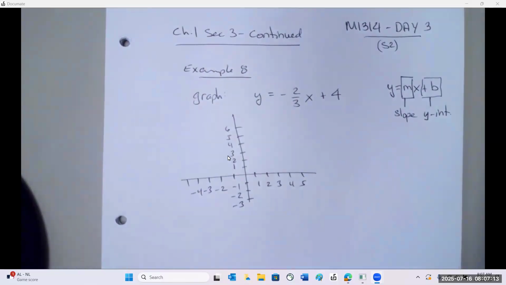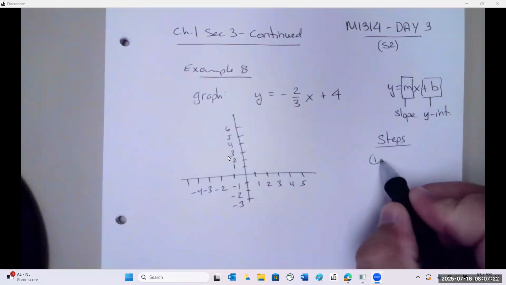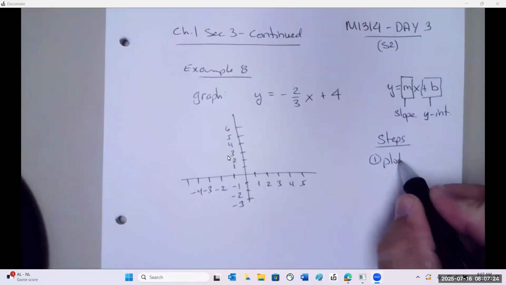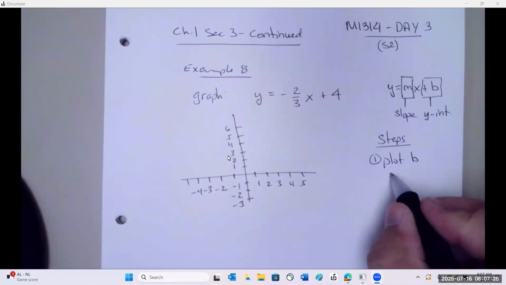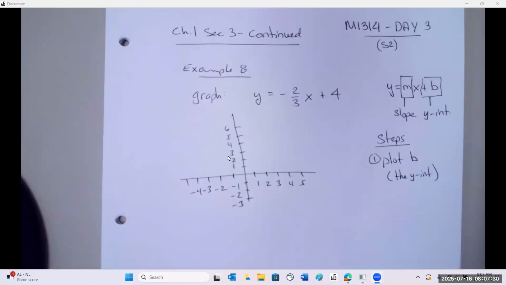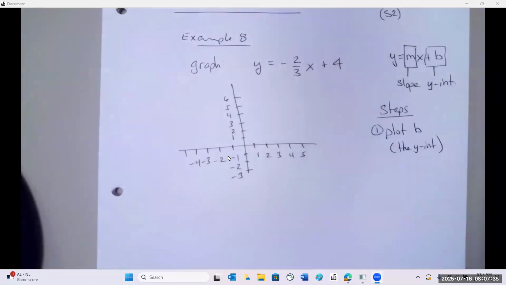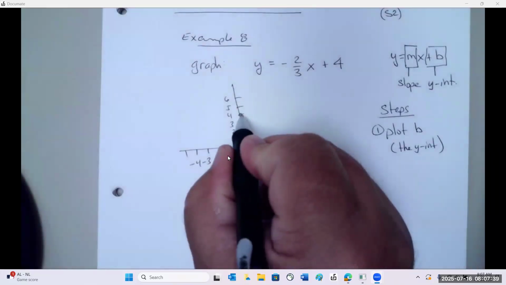So when we graph our picture, how do we graph a function or an equation in this form? Here are the steps. First step, plot b, the y-intercept. So our y-intercept is what? (0, 4), which is right there.